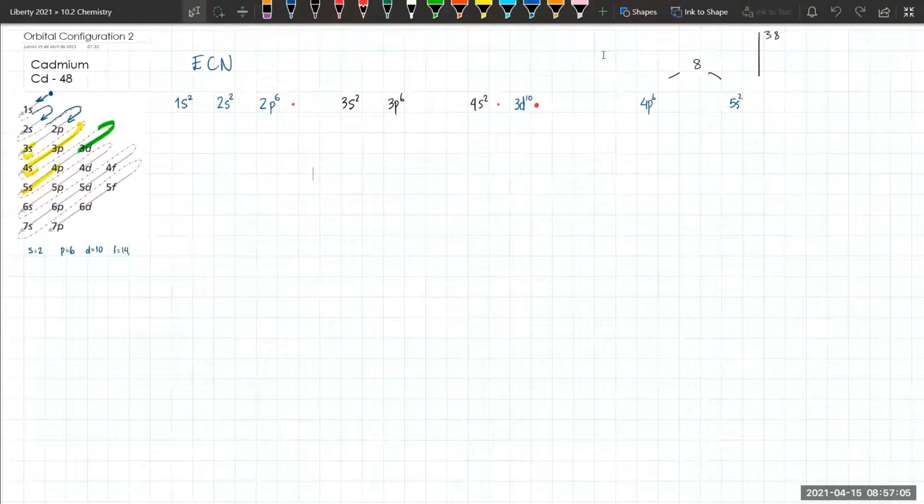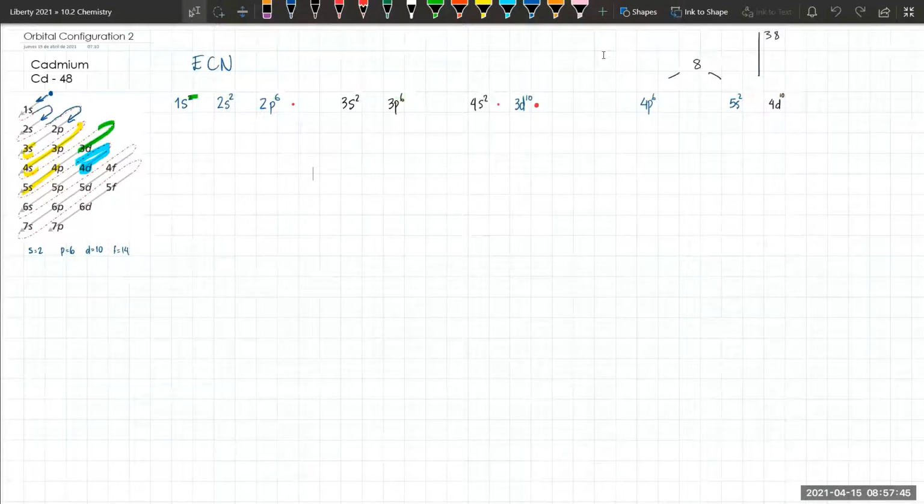So I continue with my tree and I go to 4d, 4d10. I'm going to put 4d10 because I need 10 electrons and I have already the 10. I'm not going to change this number. So with this, that is the full notation, because if you add all these numbers, 2, 2, 6, 2, 6, 2, 10, 6, 2, 10, it is going to give you the 48.